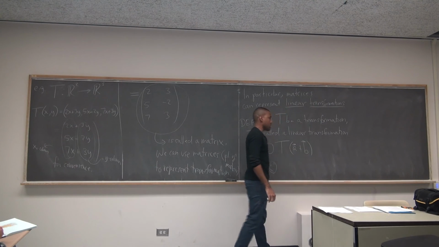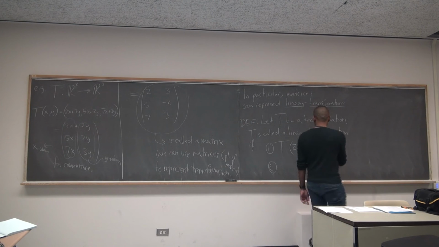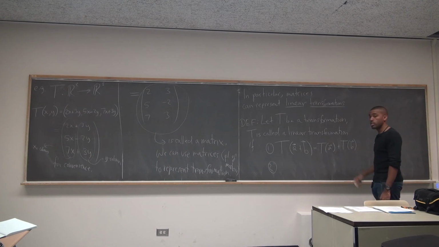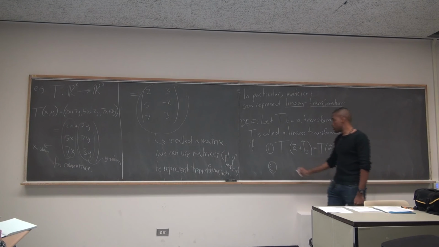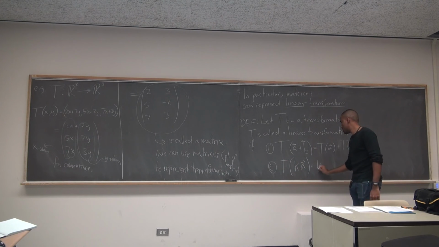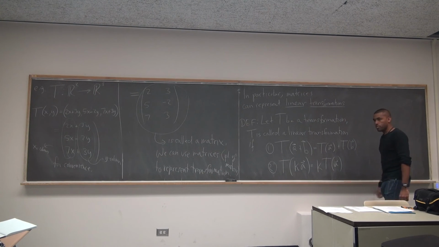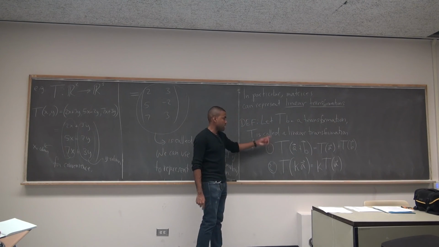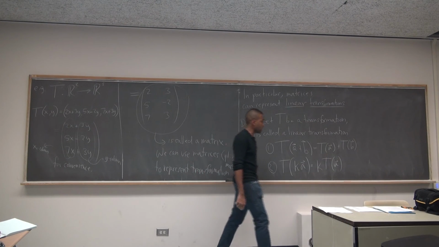One thing is, if I plug in a sum of vectors into a linear transformation, I can think of this as the transformation applying to each vector separately and being added together. The second one is scalar multiplication: T of k times the vector A is equal to k times T of A. Any function that satisfies these two properties is called a linear transformation.